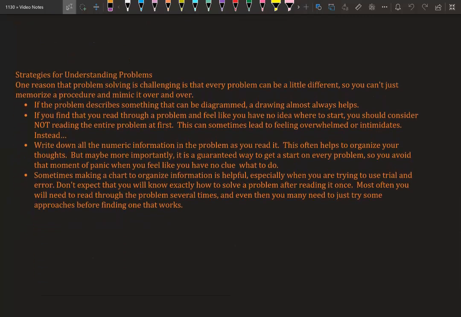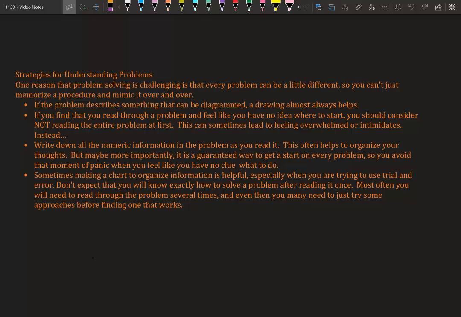Strategies for understanding problems. One reason that problem solving is a challenge is that every problem can be a little different, so you just can't memorize a procedure and mimic over and over again. The steps are similar, the concepts are similar. However, the way we approach the problem and find an answer is going to be different every single time. If the problem describes something that can be diagrammed, a drawing almost always helps. Draw it if you can.